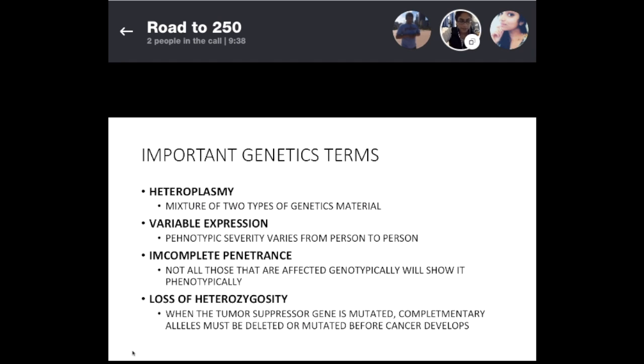Loss of heterozygosity is going to be when the tumor suppressor gene is mutated, and so therefore the complementary alleles must be deleted or mutated before the cancer develops. We can apply this concept to either a homozygous mutation where both alleles are mutated, or the two-hit hypothesis where you inherit the first mutation and then the second mutation is either somatic or environmentally induced.